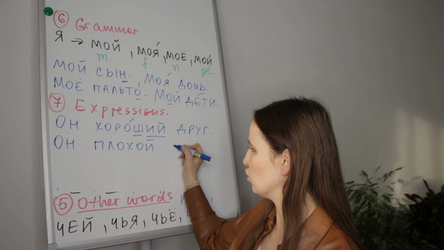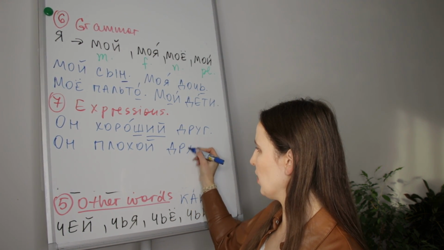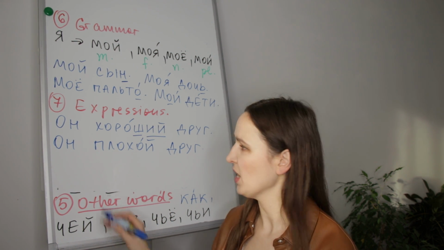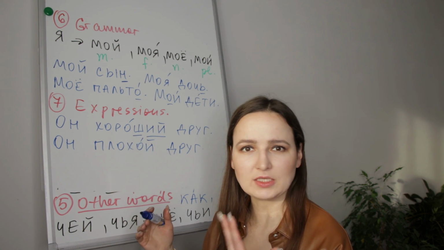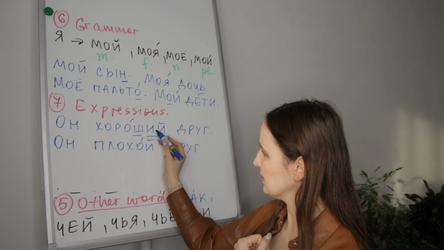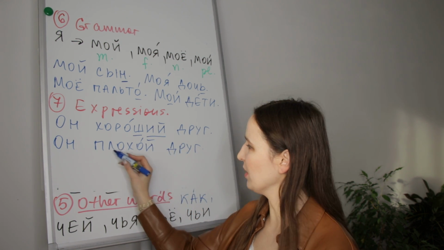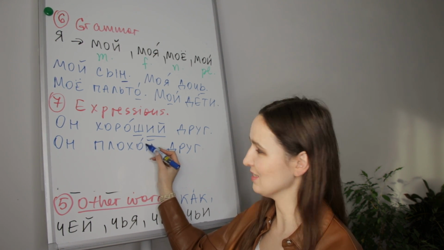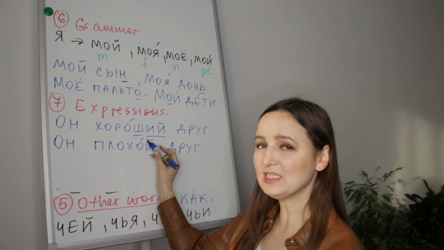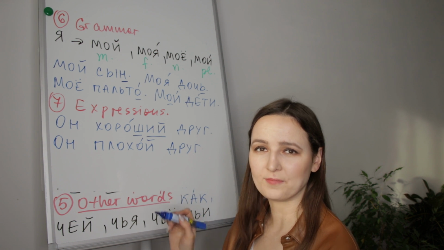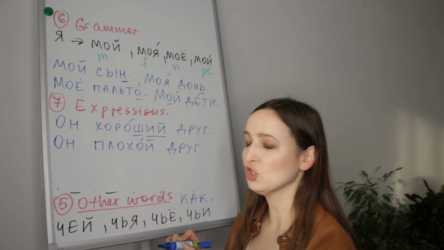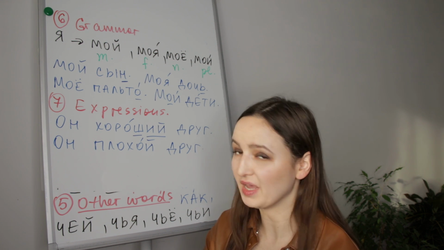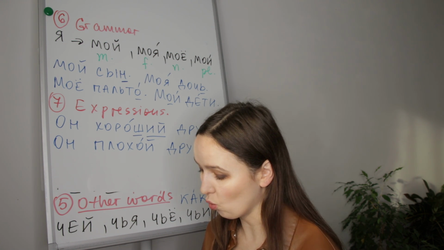Плохой друг. Он плохой друг. He's a bad friend. Плохой is masculine as well. But why are the endings different? Because here the stress is on the last vowel, on the last syllable. This is why we will use the ending ой. Он плохой друг. He's a bad friend.